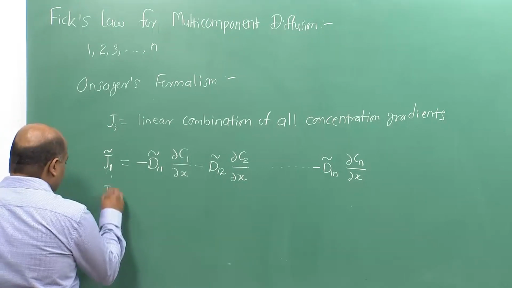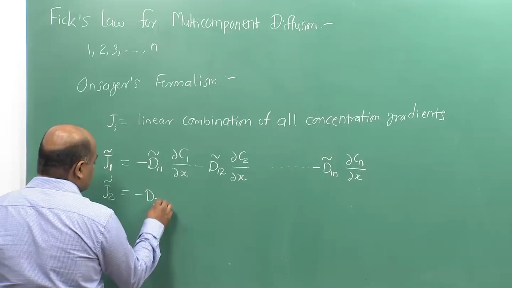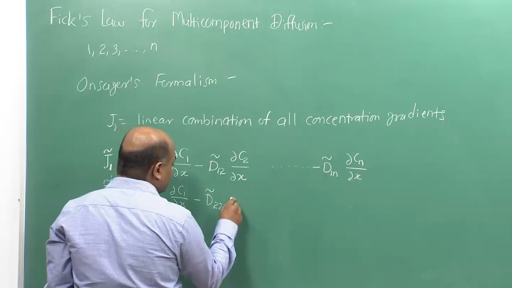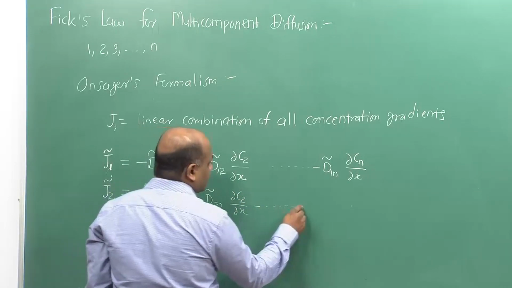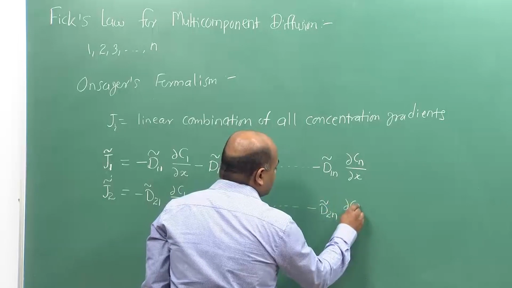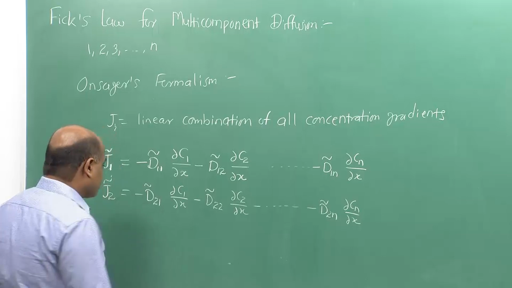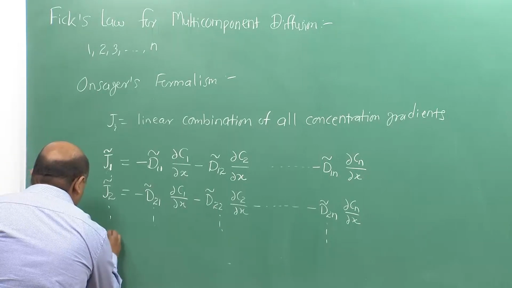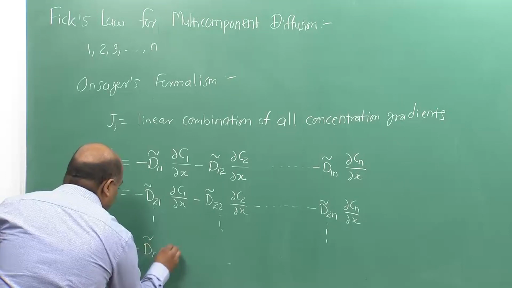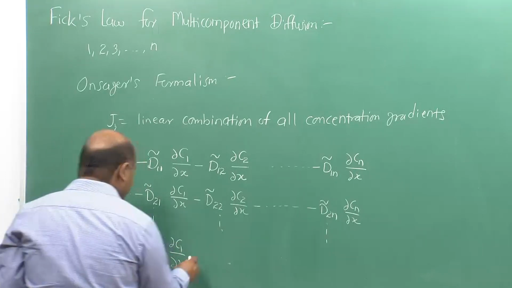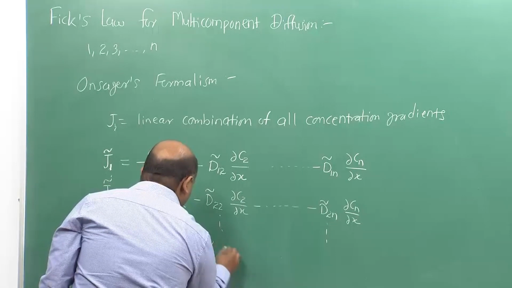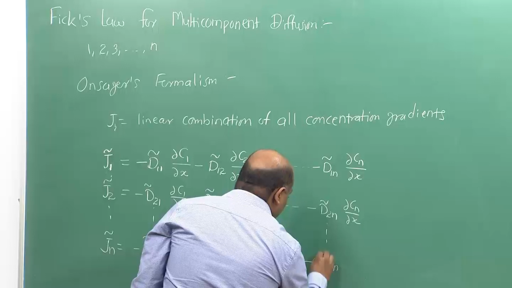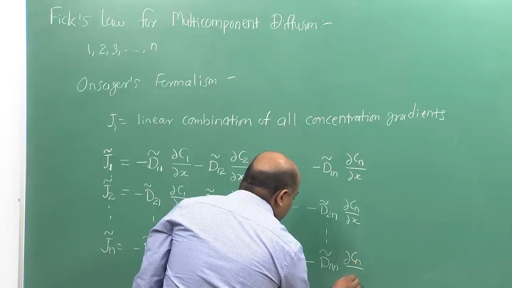Similarly, the flux of 2 we express as J2 tilde equals minus D21 tilde dou C1 by dou x, minus D22 tilde dou C2 by dou x, and so on till minus D2n tilde dou Cn by dou x, and we have n such flux equations. So, Jn tilde would be minus Dn1 tilde dou C1 by dou x, minus Dn2 tilde dou C2 by dou x, till minus Dnn tilde dou Cn by dou x.